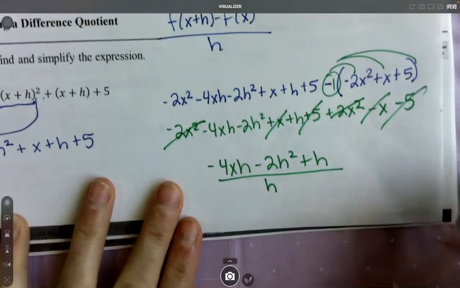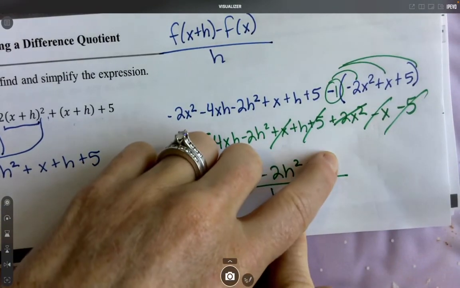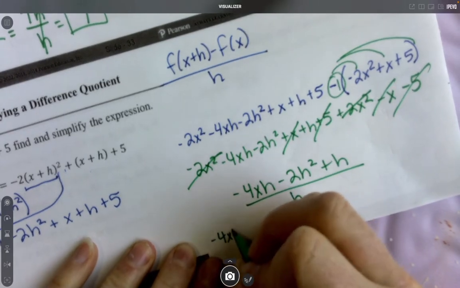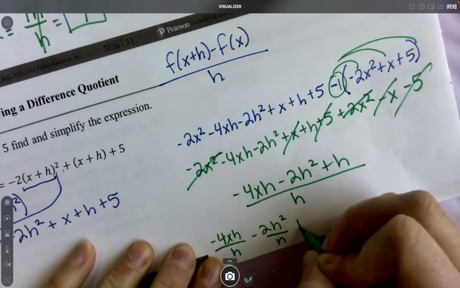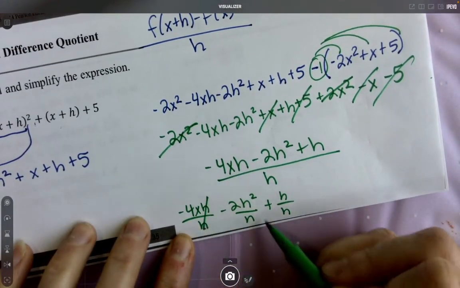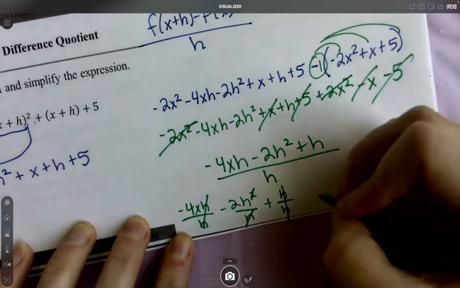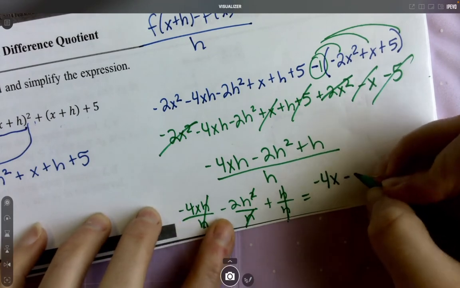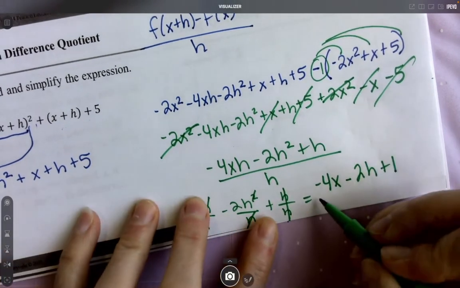So we can do like we did before. We can simplify this, this, and this. So whenever I do that, I'm going to rewrite it. Okay, so those cancel. H squared over h cancels to be h. H over h cancels to be 1. So this leaves us with negative 4x minus 2h plus 1.